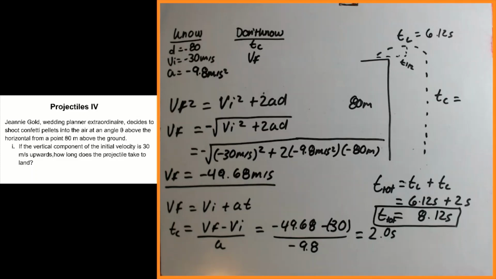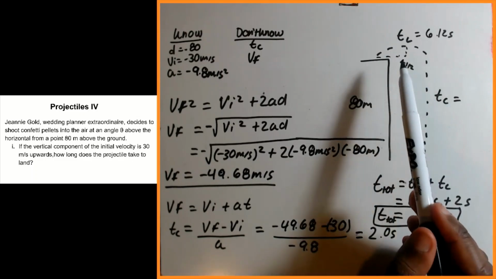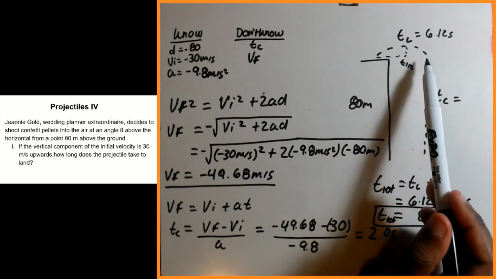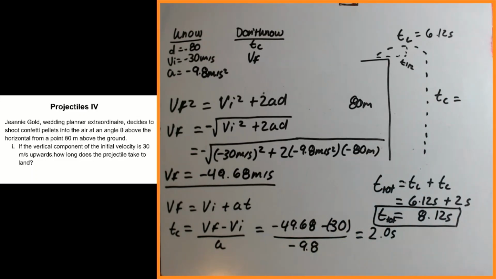Okay, so that's how you do this question. The key thing here is to split up the time into components and then find them separately. So find this section and then find this section separately and then add them up together.